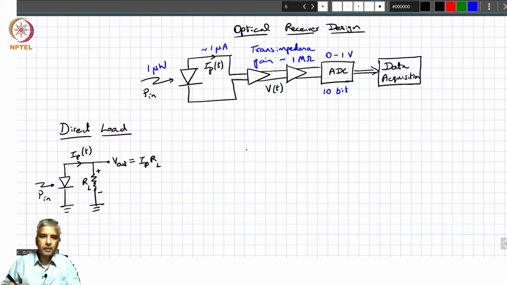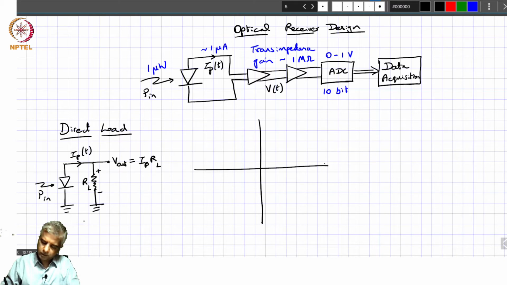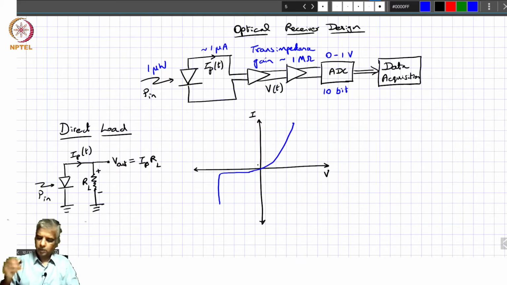The best way to look at what's happening there is by looking at the IV characteristics of the photodiode, especially under this loaded condition. So let's go back, and I'm sure you have seen this before: the IV characteristics of any photodiode, any diode for that matter. This is I and this is V. On the reverse bias side, beyond a certain point it goes to breakdown, and it goes as an exponential under forward bias.